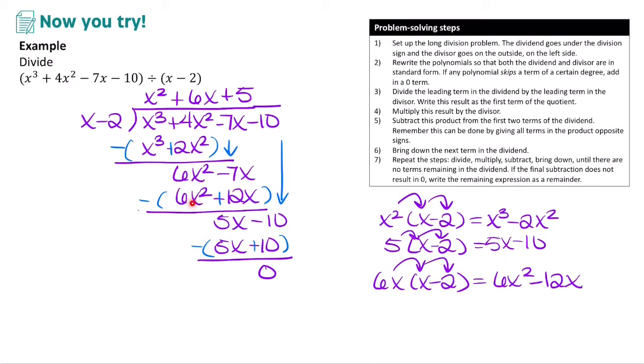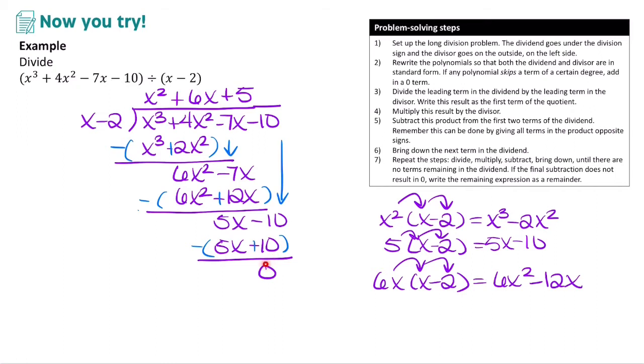So 6x squared minus 6x squared is 0. Negative 7x plus 12x is going to be 5x. Now we bring down the minus 10. 5x divided by x is plus 5. And then we do 5 times x minus 2, so we get 5x minus 10.